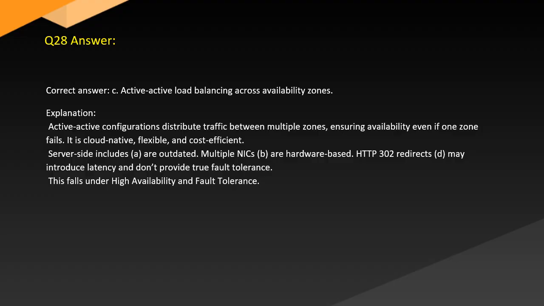Answer. Correct answer: C. Active-active load balancing across availability zones. Explanation. Active-active configurations distribute traffic between multiple zones, ensuring availability even if one zone fails. It is cloud-native, flexible, and cost-efficient. Server-side includes (A) are outdated. Multiple NICs (B), a hardware-based approach, and HTTP 302 redirects (D) may introduce latency and don't provide true fault tolerance. This falls under availability and fault tolerance.